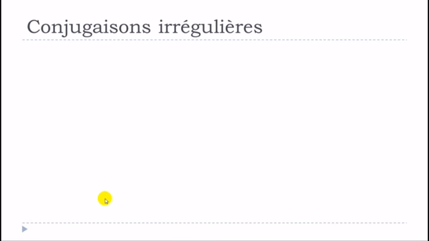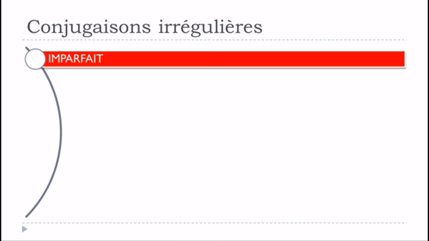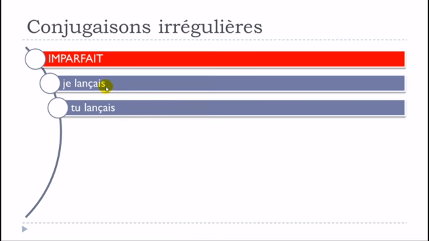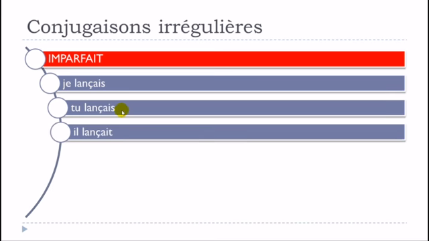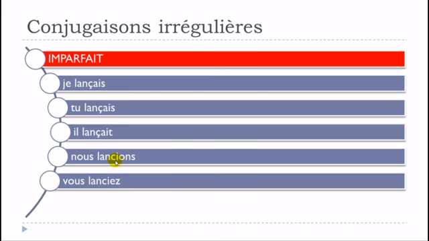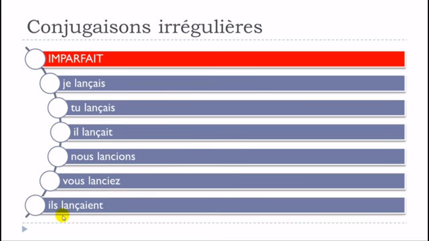Let's have a look at the imparfait form. It goes like je lançais, tu lançais, il lançait, nous lancions. You can see that here you don't need to put the cédille, because when you combine c and e, it's the sound s. Vous lanciez, exactly the same thing for the same reason. And then ils lançaient. So you can see the modifications here, here, here, and here.